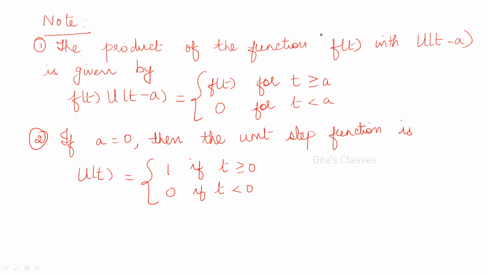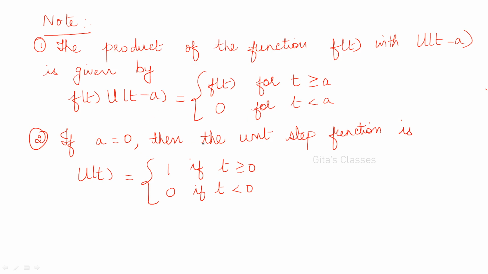Okay, and we have an important note: if you want to find the product of any function f of t with u of t minus a, the unit step function, then it is given by f of t for t greater than or equal to a, and 0 for t less than a. Sometimes we write 0 if t less than a and 1 if t greater than or equal to a, or you can write t greater than or equal to a first. Sometimes it is given like this, that's why I have written it like this. Both are accepted, both are the same.